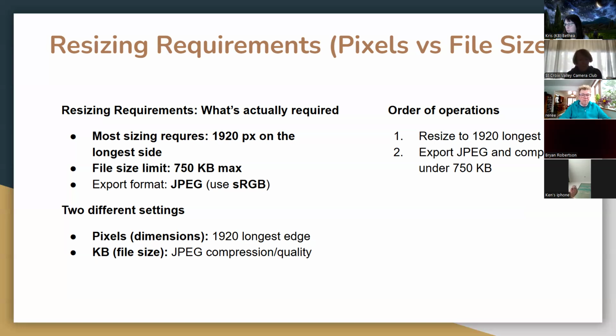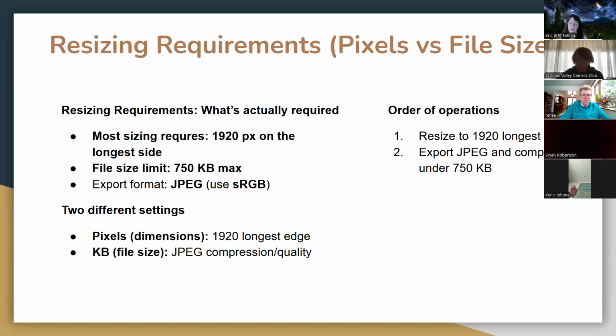Pixels and kilobytes are different beasts. Pixels are the shape of the file, and kilobytes is how tightly the file is packed. Most problems can happen when someone changes the wrong settings. They resize but forget to compress, or compress without changing the pixel size first. So you have to do it in a certain order, and these are completely two different things.